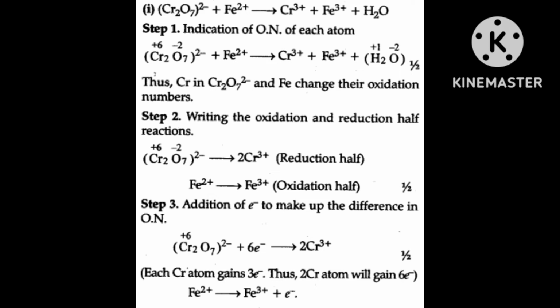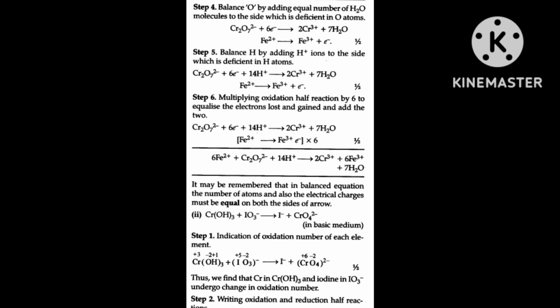Chromium: Cr2O7 on the left side, Cr2 means 2 chromium, right side also 2 chromium. Left side Cr2O7 has 7 oxygen, and here 7H2O. Left side 14 hydrogen, right side 7H2 means 14. It means all things are fully balanced. You have checked. Like that, all reactions, complicated reactions also, you can solve very easily.